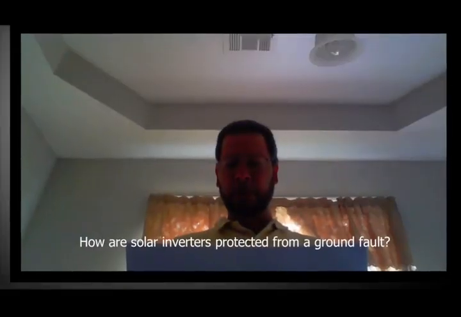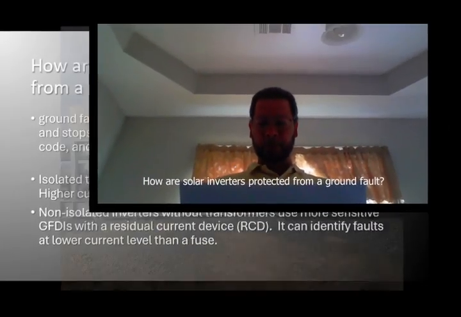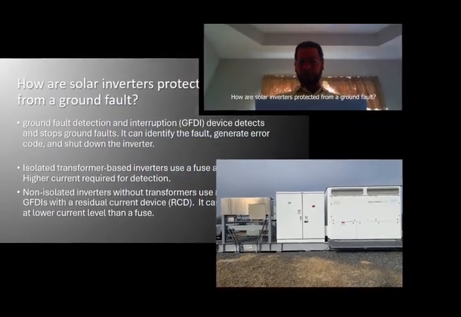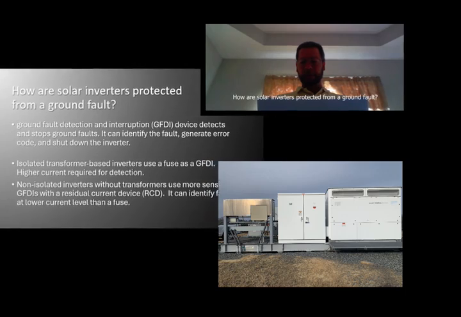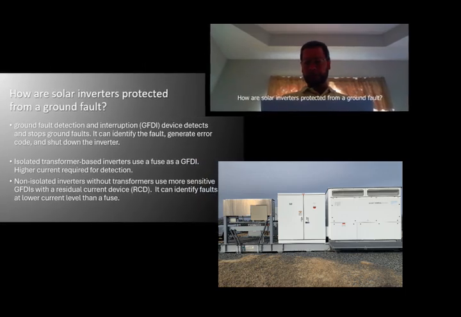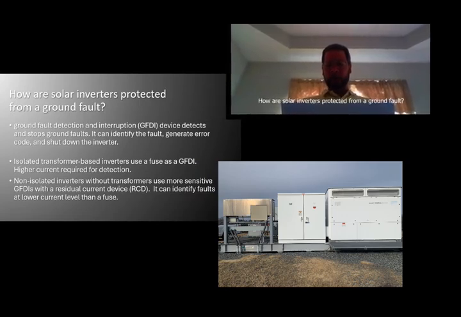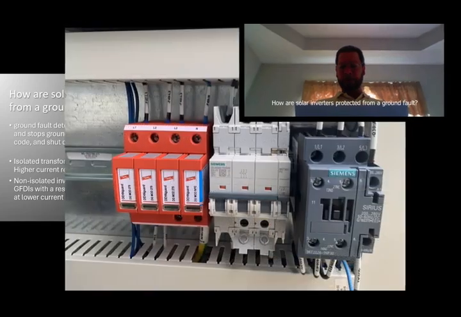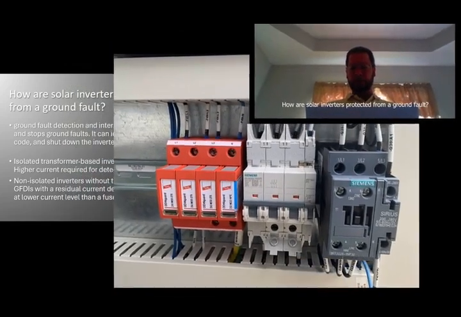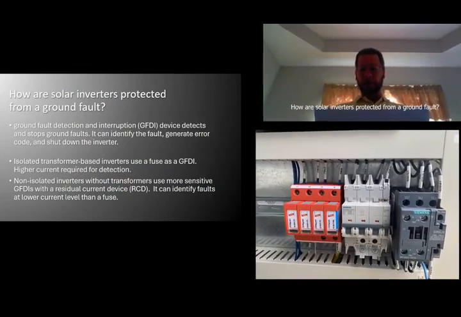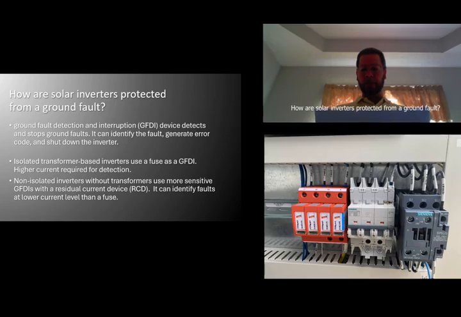How are inverters protected from a ground fault? Solar inverters must have a ground fault detection and interruption device, or GFDI device, to detect and stop ground faults. It can identify the ground fault, generate an error code, and shut down the inverter. The amount of current flowing through the ground fault required to trip the inverter's GFDI varies based on the inverter type.